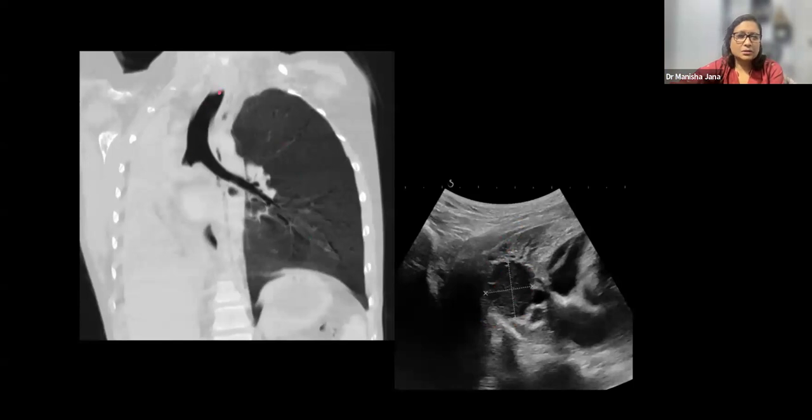Now this is the coronal reformatted MinIP image which shows this bronchial cutoff of the right main bronchus, and this was a carcinoid in this child.